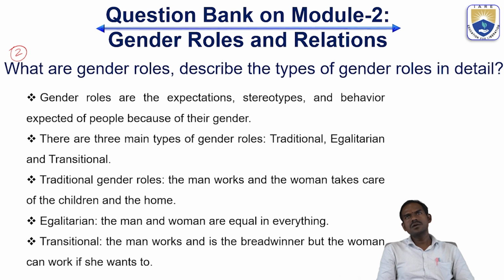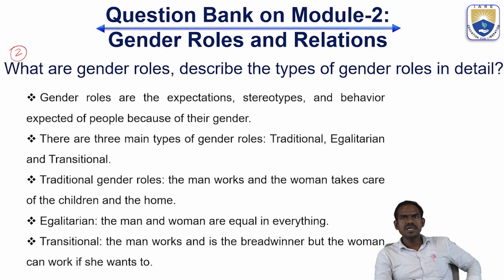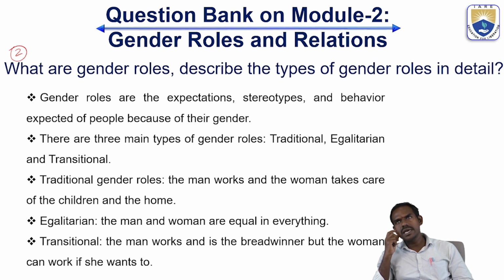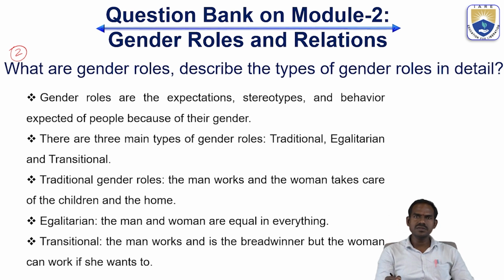Okay. Now, how many types of gender roles are there? There are 3 types of gender roles. First one is traditional gender roles. Second one is egalitarian gender roles. And third one is transitional gender roles. Now, we will see what these 3 gender roles are in detail.